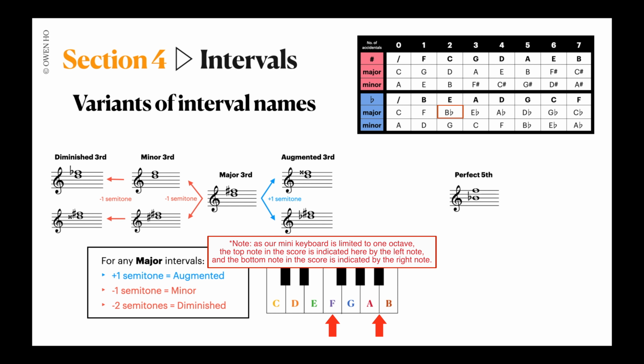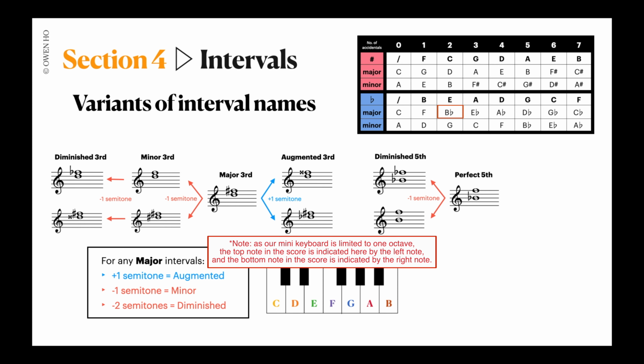Now, if we change the distance between them, for example, by lowering the top note into a F flat, that will become a diminished fifth because the distance between the two notes will have been reduced by one semitone. Similarly, we can also achieve the same by raising the bottom note by one semitone so that it becomes a B natural, and that also makes it a diminished fifth interval.